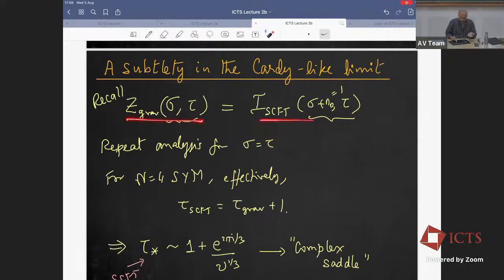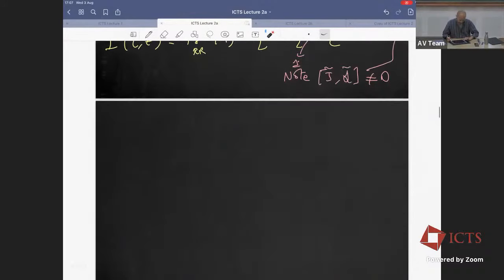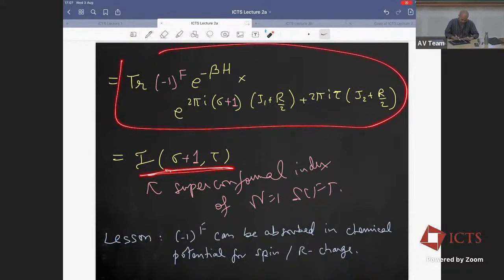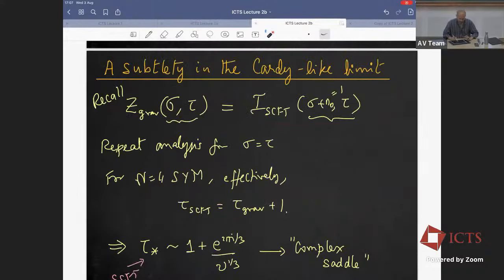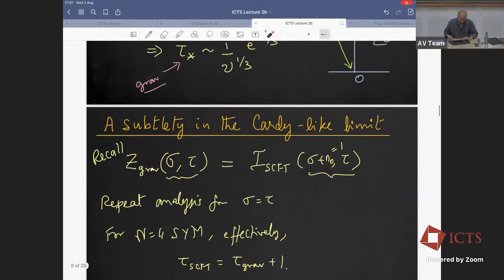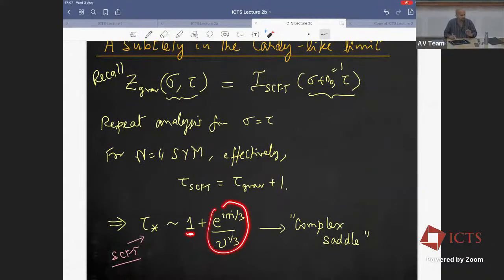Now, there's a subtlety. Recall that in comparing the gravity and the field theory, there was a shift of one, which I call N0. The gravitational sigma and tau are related to the field theory sigma, tau by sigma plus 1, comma tau. In the beginning of the lecture today, we saw this. I showed you that this is the superconformal index, but with a shift of 1. Now, if you repeat that analysis for sigma equal to tau, essentially, for N equal to 4 super Yang-Mills, you'll find that the two taus in the superconformal field theory and in gravity are related also by a shift of 1. That is a small exercise. So this is the gravitational tau, the field theory tau is 1 plus that object. And this is what I call a complex saddle, in a sense that I'll explain. This object lives on the upper half plane, and this is really on the real axis. I'll explain what I mean by complex saddle.